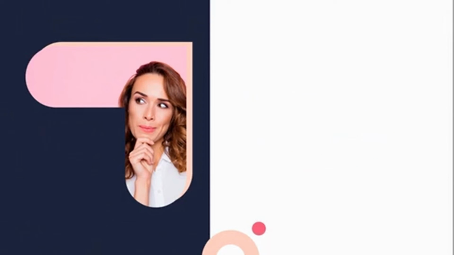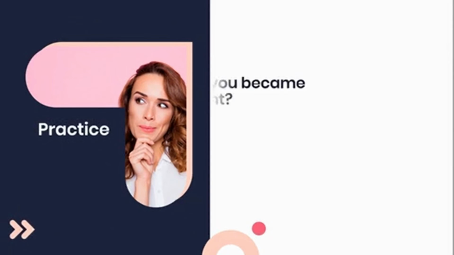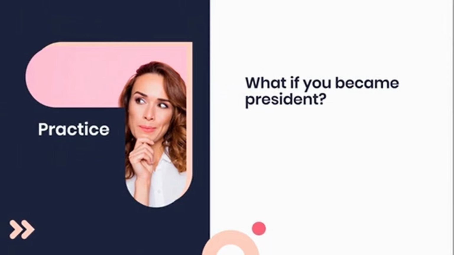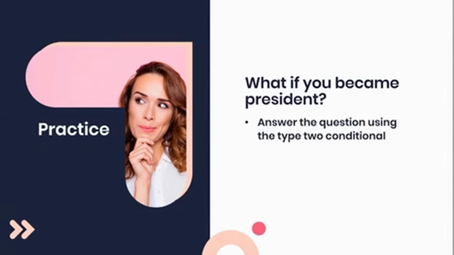For the next practice round, let's consider another unlikely hypothetical situation. What if you became president? Answer the question using the type 2 conditional. Think about it. What would you do? I'll give you a few seconds to construct a sentence. In my case, if I became president, I'd give poor people homes. What about you? Did you get the sentence structure right?